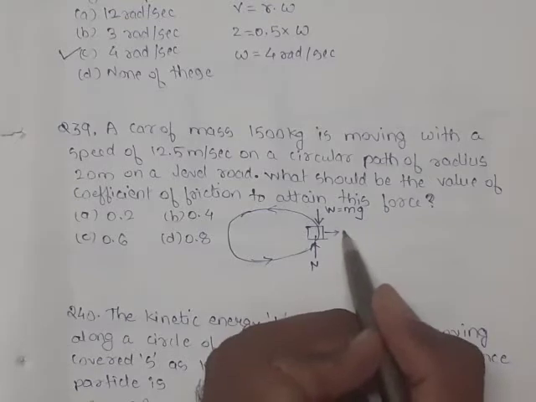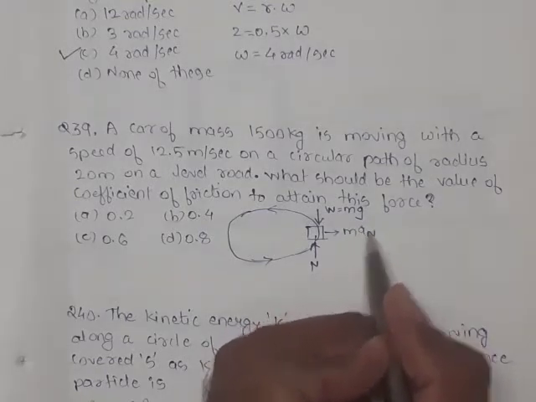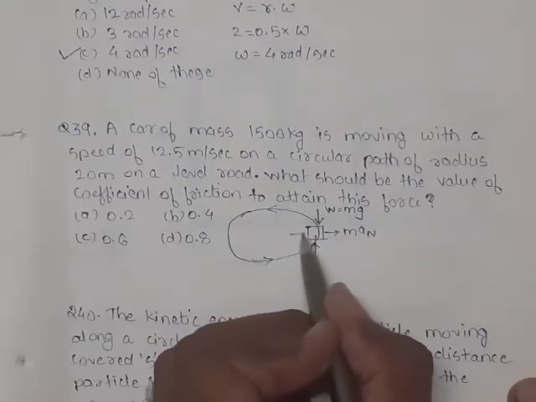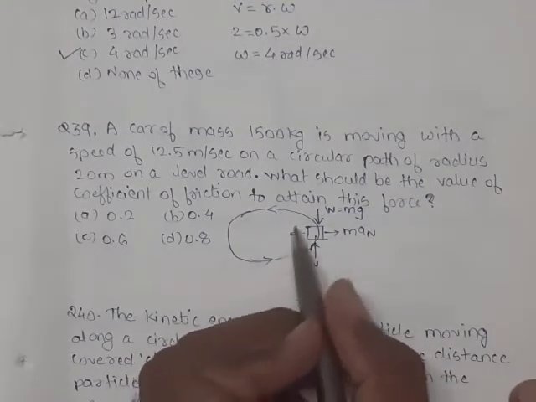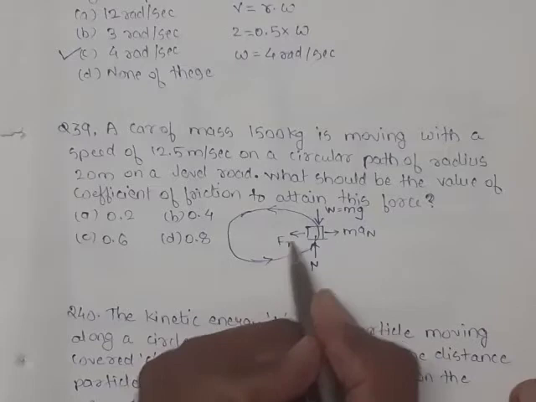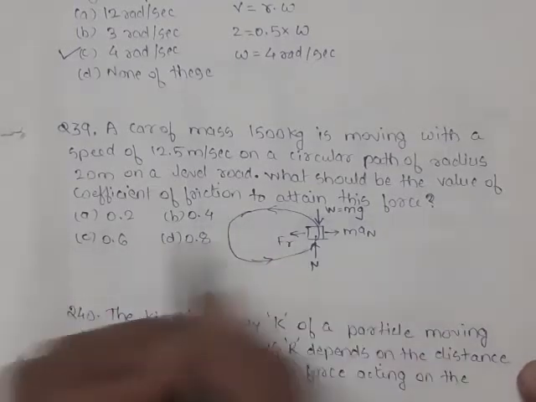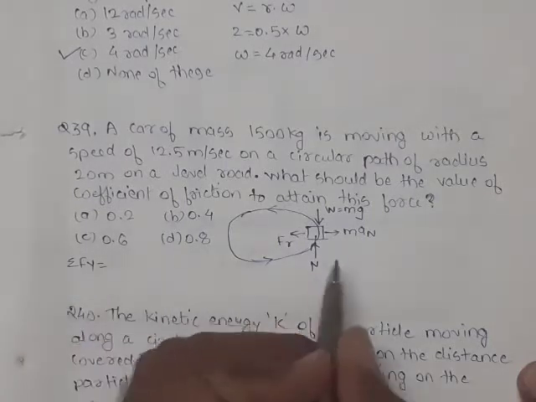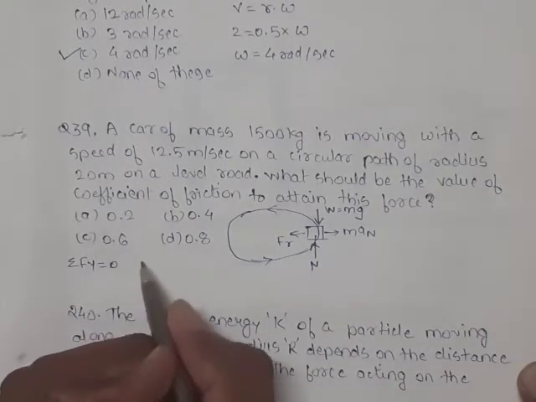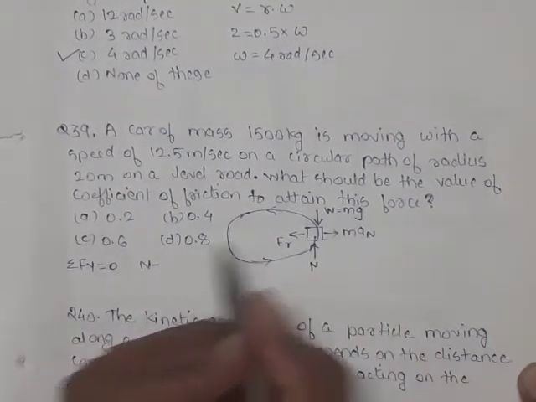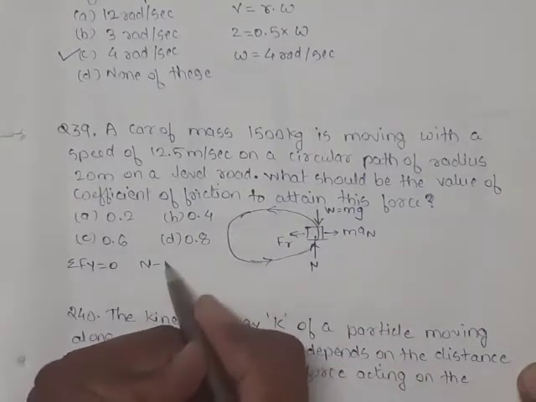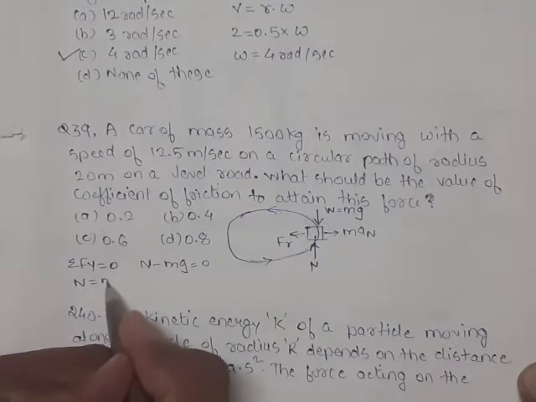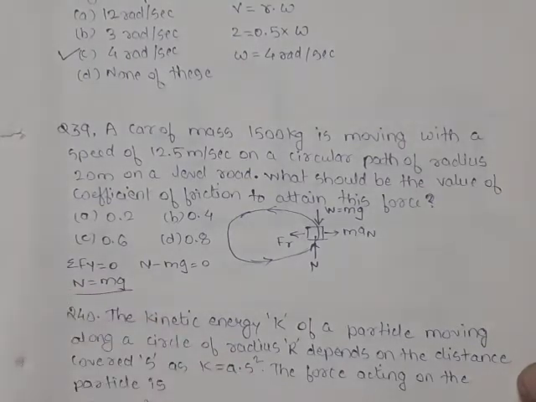The inertia force acting is m·an, acting in the outward direction, whereas the frictional force acts towards the normal direction, that is equal to Fr. Now here we'll first find the summation of Fy equal to 0. Summation Fy is N minus mg. There are two forces along the y direction, equal to 0. Therefore N is equal to mg. This is our first value.